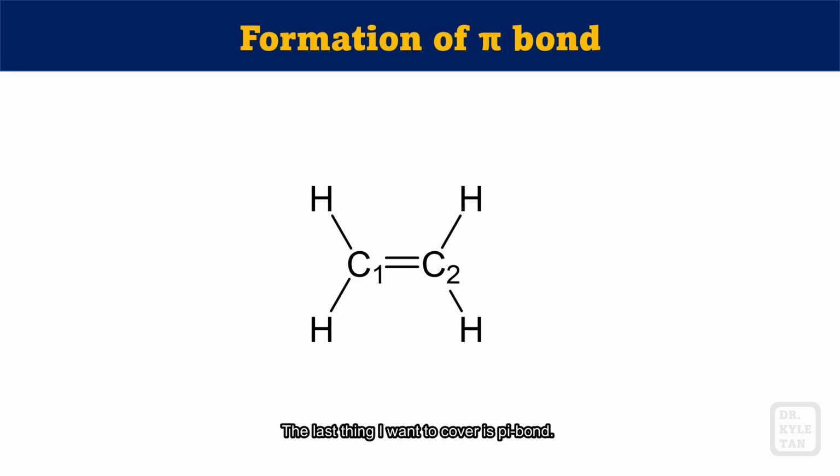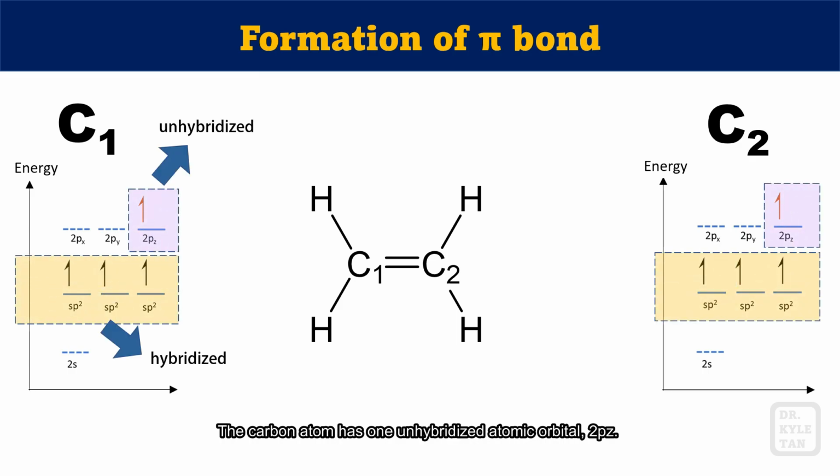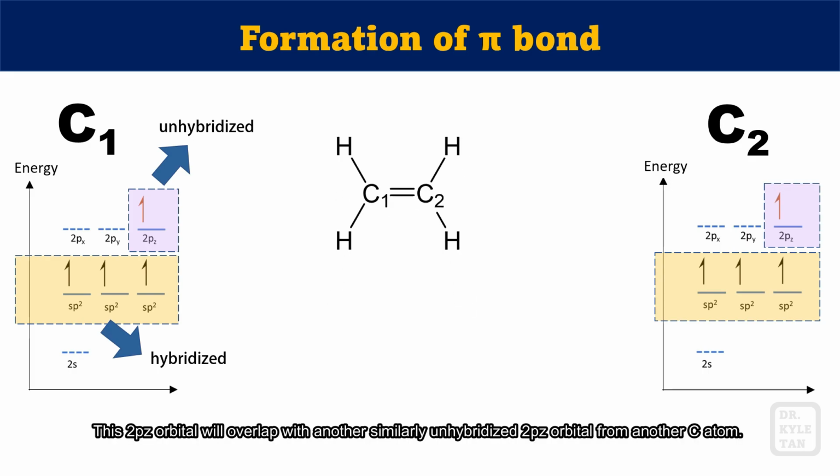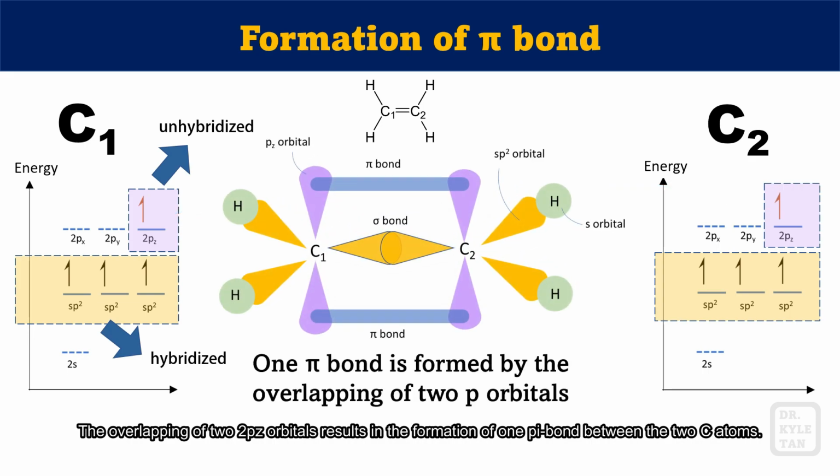The last thing I want to cover is pi bond. Look at this ethene molecule with sp2 hybridization. The carbon atom has one unhybridized atomic orbital, 2pz. This 2pz orbital will overlap with another similarly unhybridized 2pz orbital from another C atom. The overlapping of two 2pz orbitals results in the formation of one pi bond between the two C atoms.